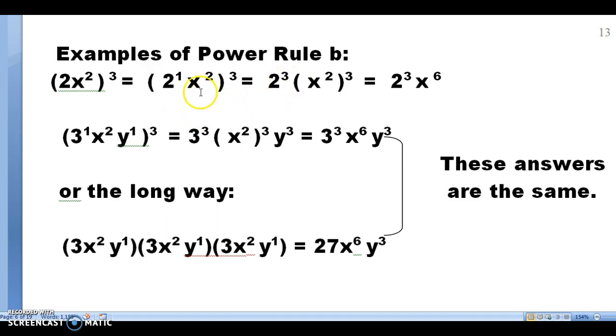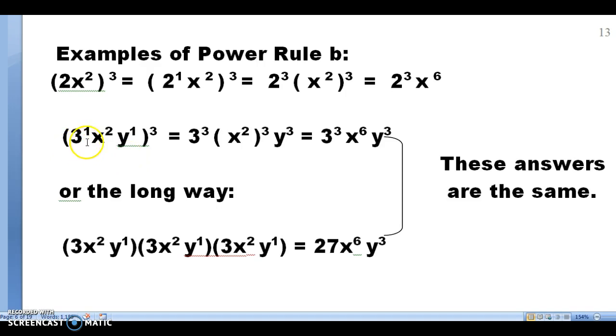And then we would go to the x to the 2nd to the 3rd power, which is an example again of power rule A, which says multiply the two exponents together. So we're going to get 2 to the 3rd power, x to the 6th power. If we wanted to multiply out the 2 times 2 times 2 and get an 8x to the 6th, we could. The next example has 3 different factors or products inside here.